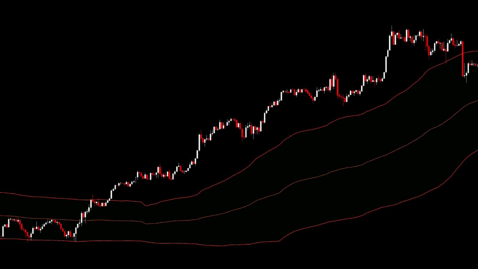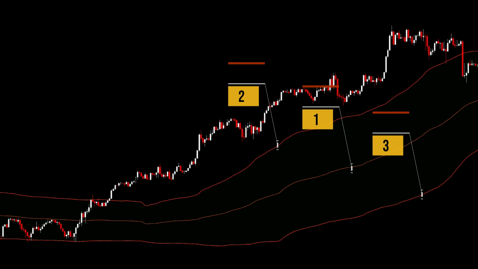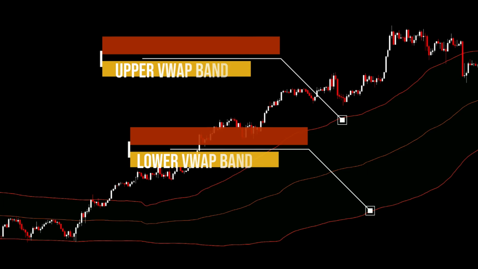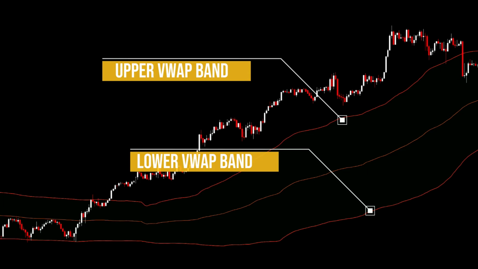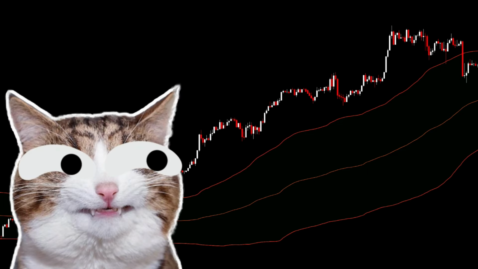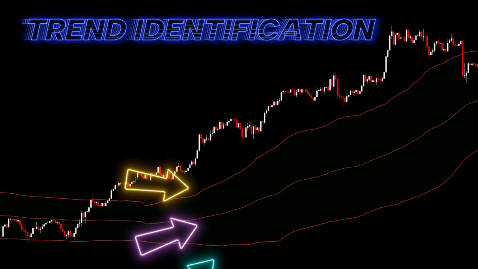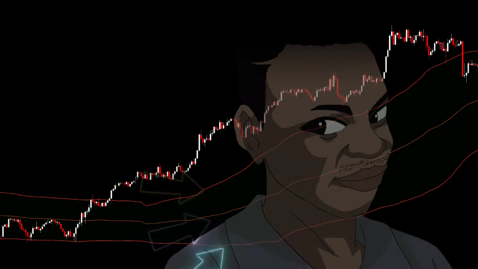Look at your chart now. Three lines appear: the main VWAP line and two bands above and below it. Don't just glance. Watch how price reacts with these bands. These lines are your trend identification and potential confirmation logic, but only if you understand how to read them correctly.